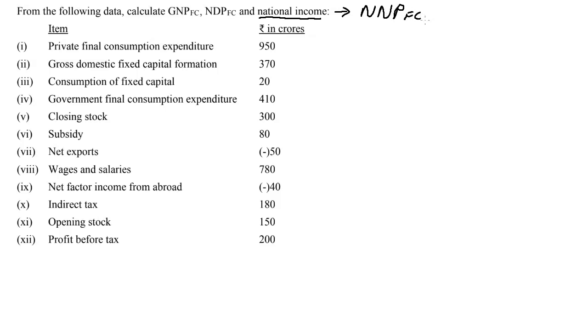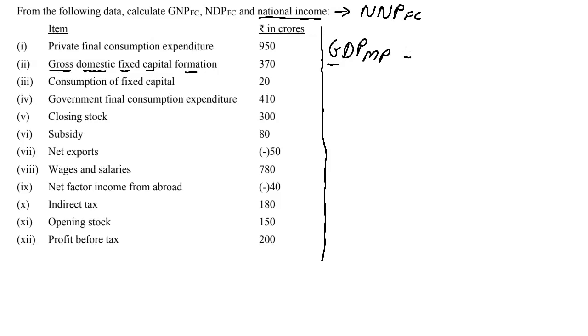Now, looking at the question, we've been given data for private final consumption expenditure. Whenever we have private final consumption expenditure as one of the items, perhaps this can be solved using the expenditure method. Under the expenditure method, we can calculate GDP MP. That's the formula. And the reason I'm taking gross over here is because we've been given gross domestic fixed capital formation. I'll explain further.